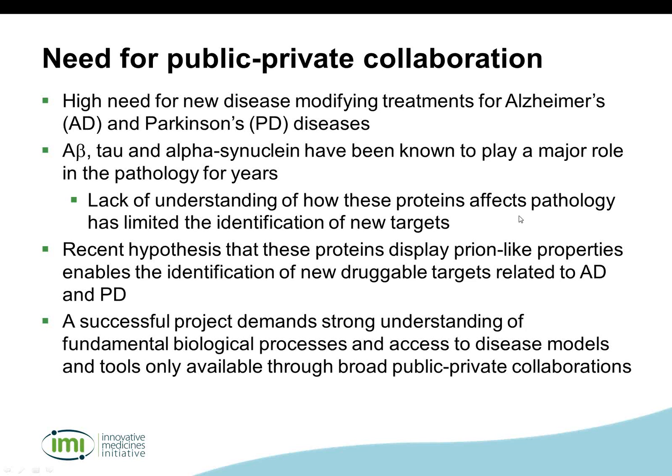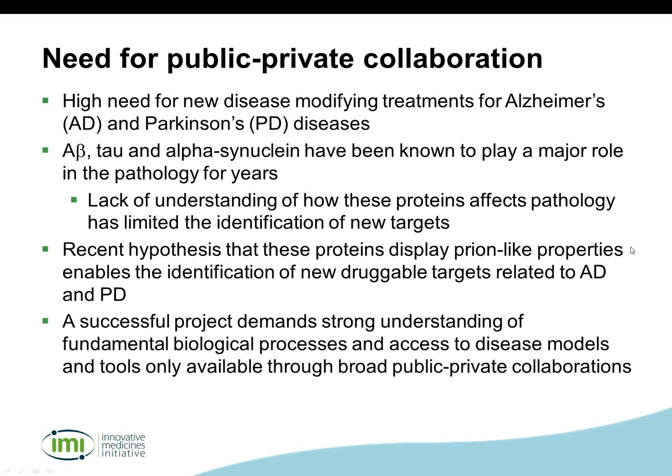Why launch this call and why the need for public-private collaboration? As you know, there's a high need for new disease-modifying treatments for AD and PD. Treatments used today are in most cases developed from old drugs based on dopaminergic and cholinergic signaling pathways. They are all drugs developed for symptomatic treatment, and drugs which can slow down or stop the progression of the disease are much needed. The latest new AD drug approved goes back all the way to 2003, which was in this case an NMDA antagonist, memantine, for cognitive improvement.